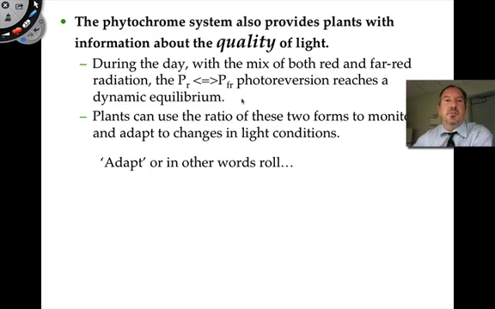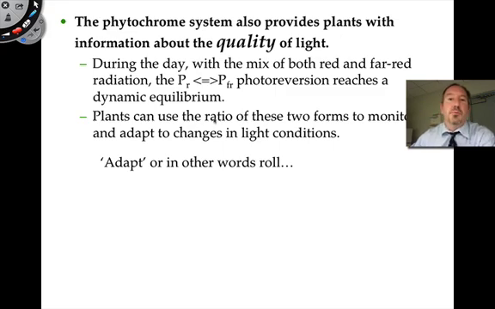And so basically, what is this all about? Why do plants need this sort of conversion? Well, it tells plants about the quality of light. That's very important because, during the day, if you're in direct sunlight or whatever, there's a mixture of far red and red. So it's a teeter-totter between the PR and the PFR. It goes back and forth, a dynamic equilibrium, sort of just rolls.